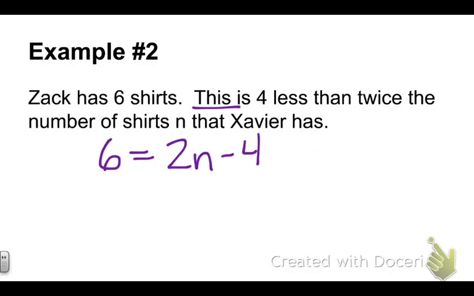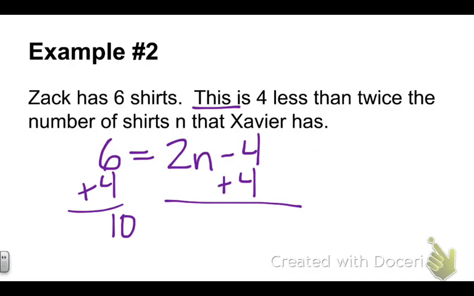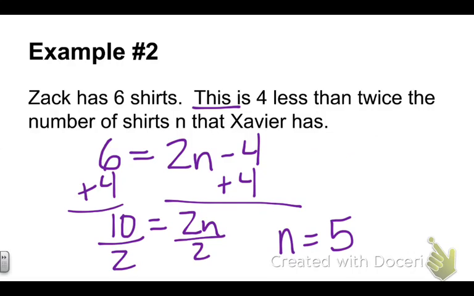So now you've got your two-step equation we can solve. Get rid of whatever's being subtracted first by adding on both sides. 6 plus 4 is 10. That's going to give us 2n. n is being multiplied by 2. Opposite of multiplying by 2 is dividing by 2. And then n would be 5. So the number of shirts that Xavier has would be 5 shirts.